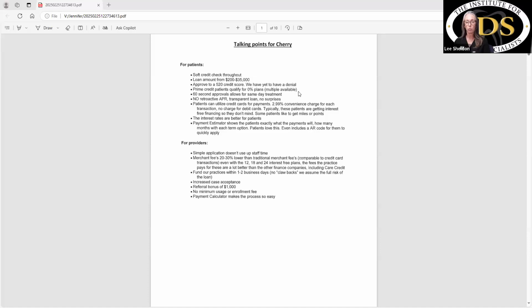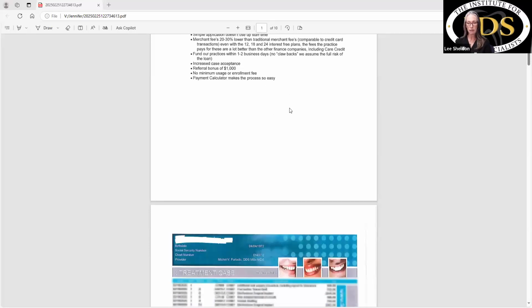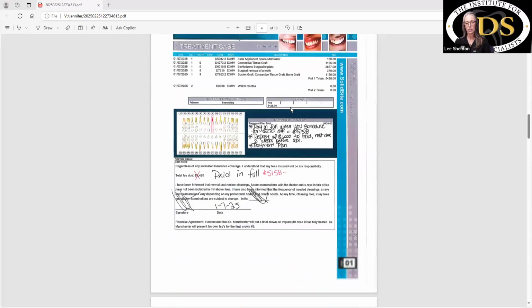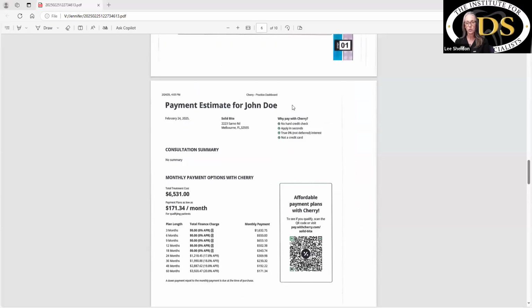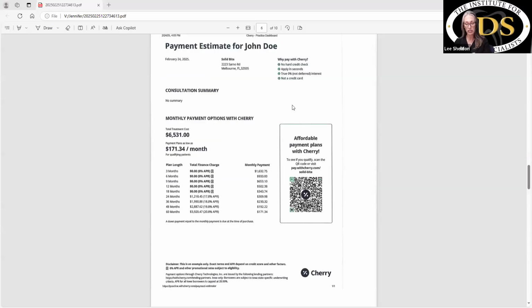There's a payment estimator, which is excellent. This payment estimator, which I'm going to go through here and find. You can do this as soon as your patient sits down, before you do the case presentation for your patient. You can give them this paper, and it's called a payment estimator. The payment estimator will show the amount of the treatment, how much it is per month, and break it down to 3, 6, 9, 12, 18, or further if you want a further interest-free plan.